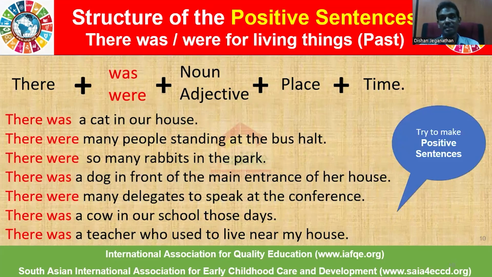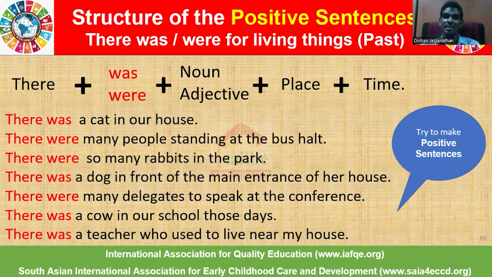Moving on to living things examples, as I had told in the previous slide, for positive sentences, the structure remains the same for both living things and non-living things. So, what are living things? Objects with life. Examples: humans, animals, plants. All these come under this category.